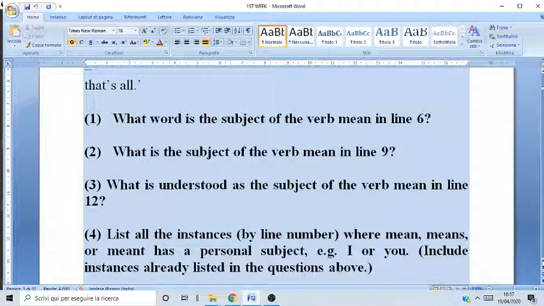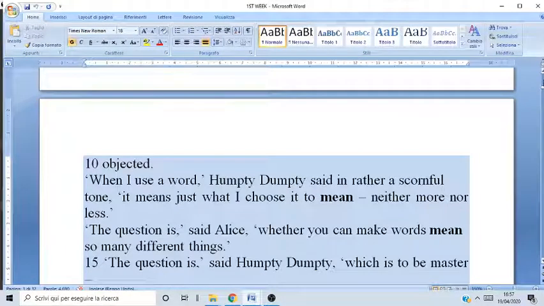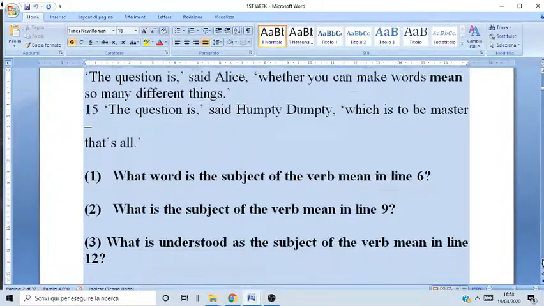And question number 3. Probably you can write down the answer on your own and then we'll check the answers together. I'll give you the key. So what is understood as the subject of the verb mean in line 12? When I use a word, Humpty Dumpty said in a rather scornful tone, it means just what I chose it to mean. Neither more nor less.